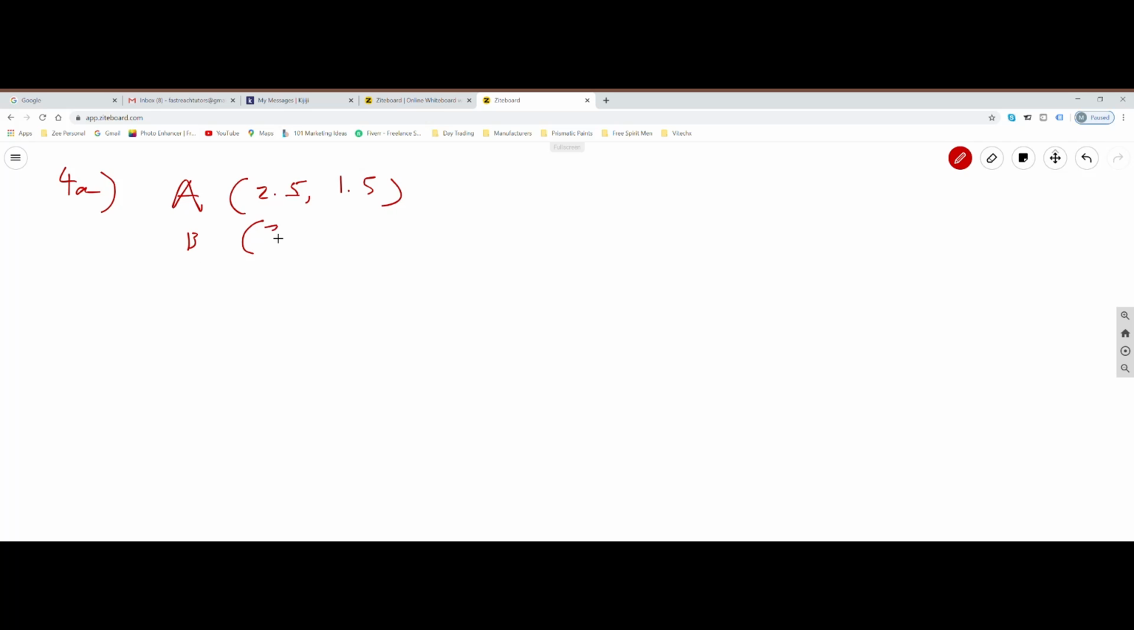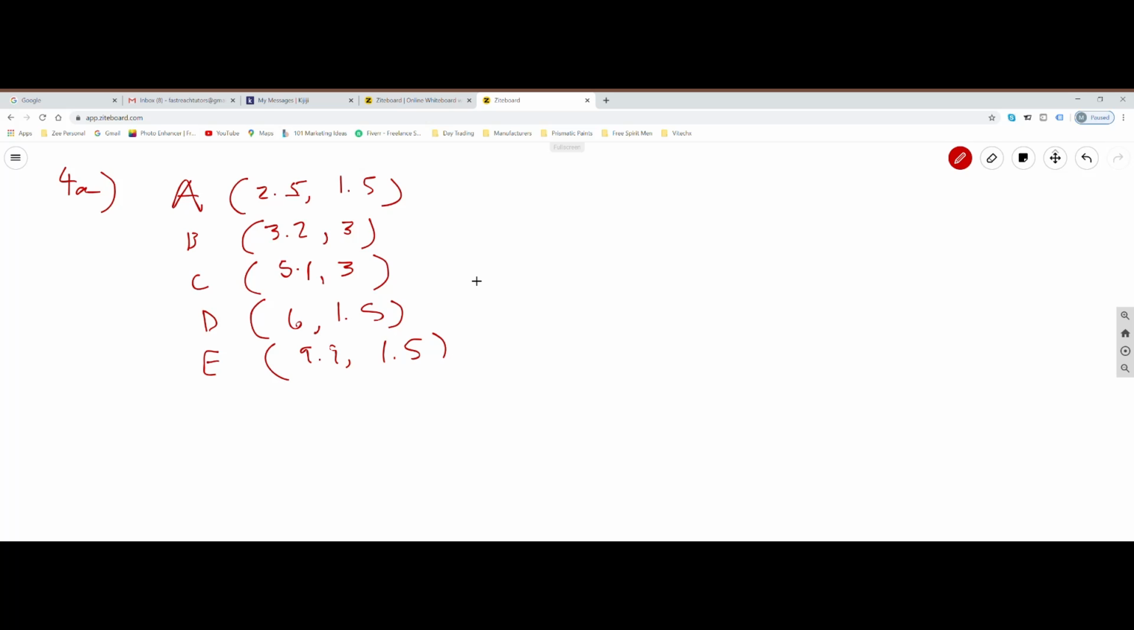and B is 3.2 and 3, C is 5.1 and 3, D is 6 and 1.5, and E is about 9.9 and 1.5.